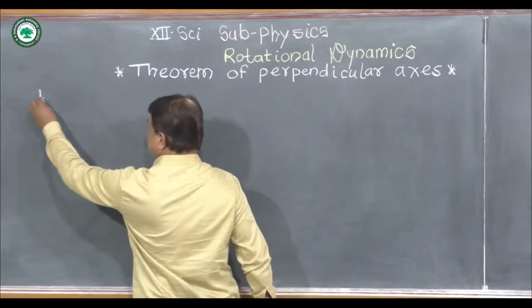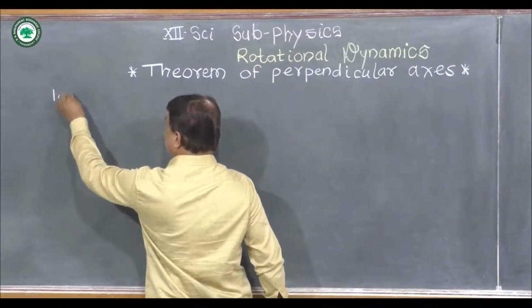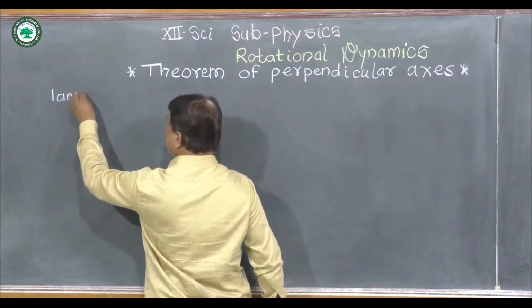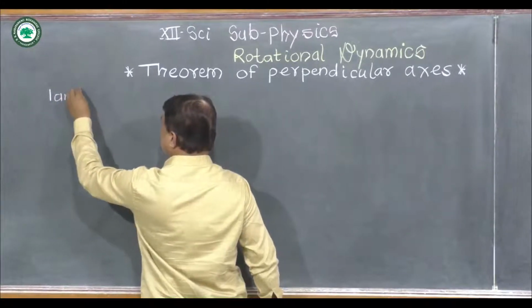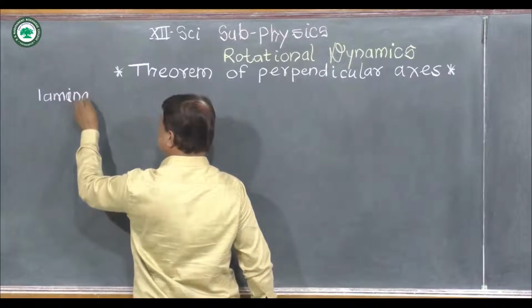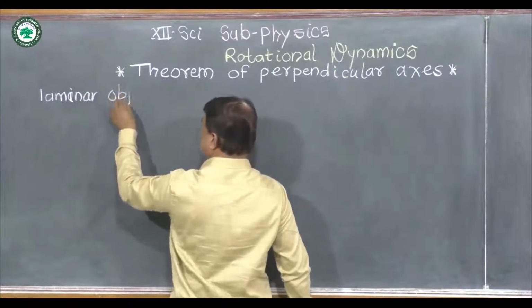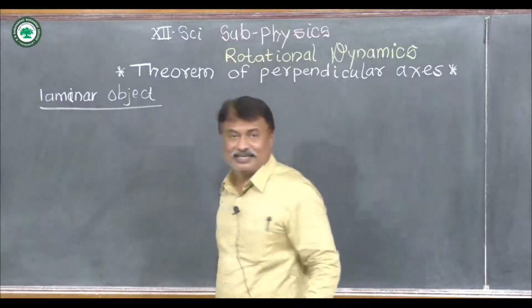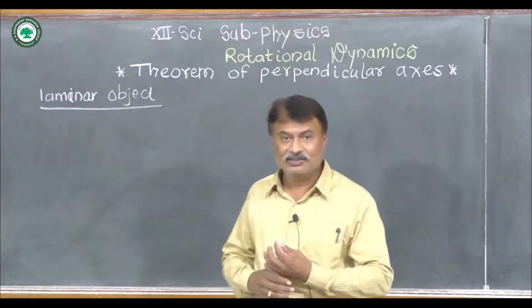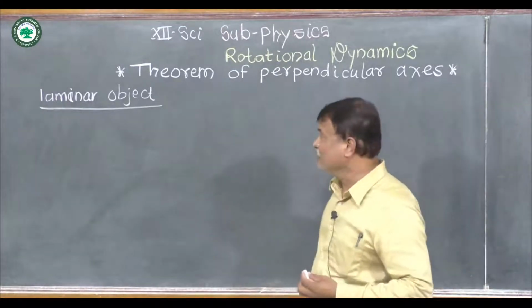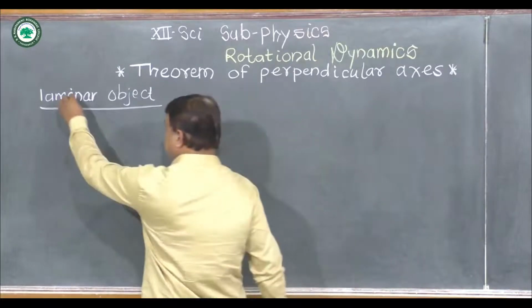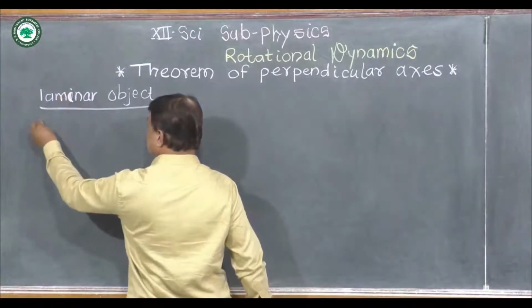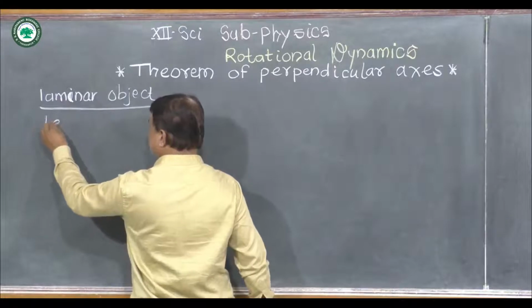we must know about the laminar object, or we concentrate on the laminar object. So for the laminar object, we know that if we consider a lid, it is an example of a laminar object.